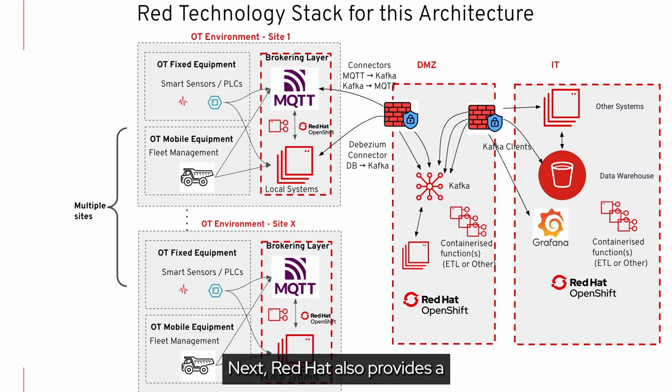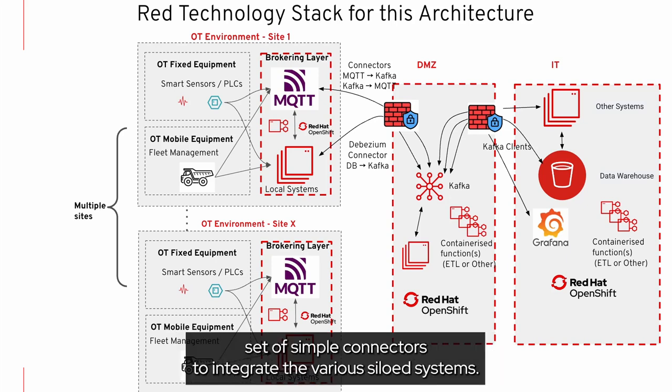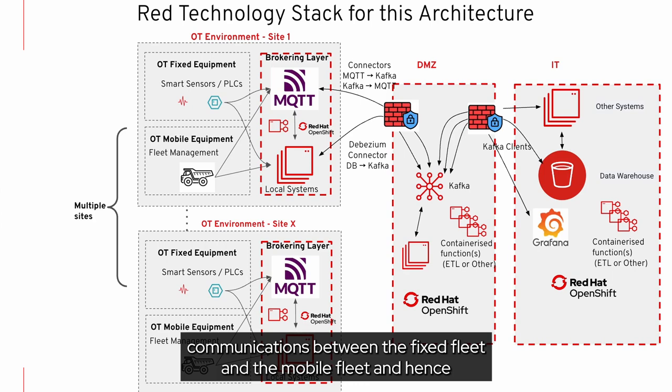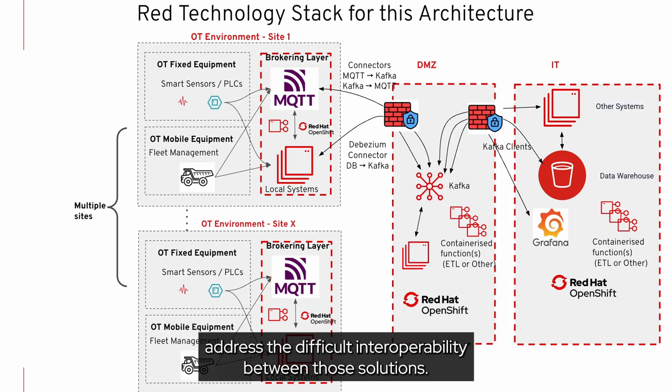Next, Red Hat also provides a set of simple connectors to integrate the various siloed systems. For example, it is possible to provide event-based communications between the fixed fleet and the mobile fleet, and hence address the difficult interoperability between those solutions.